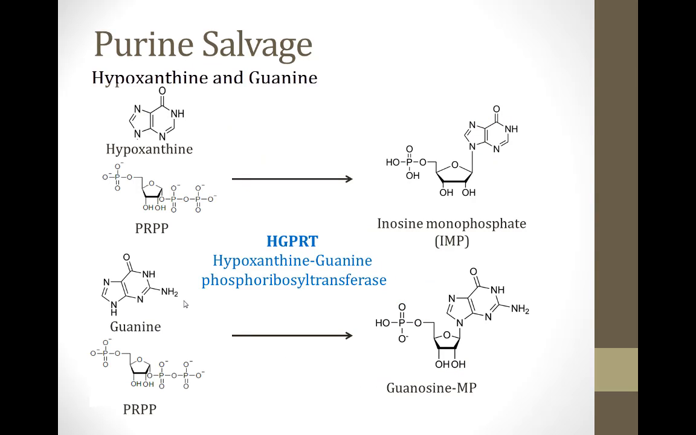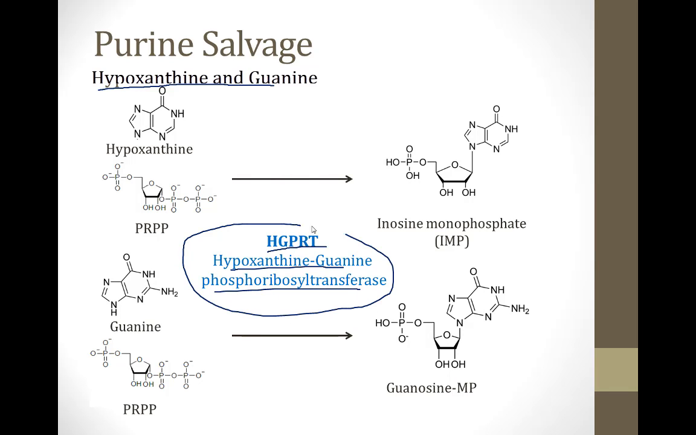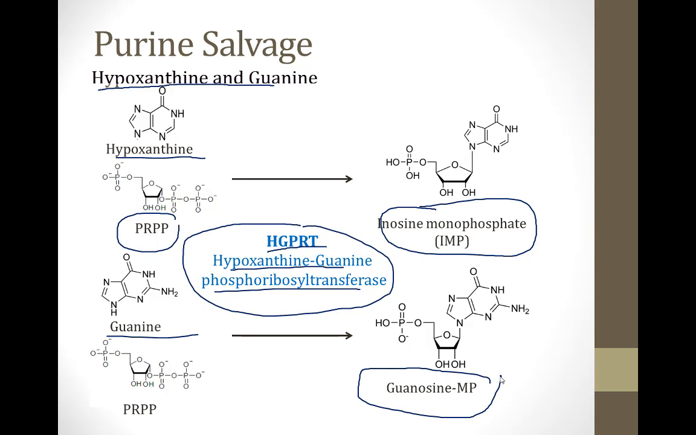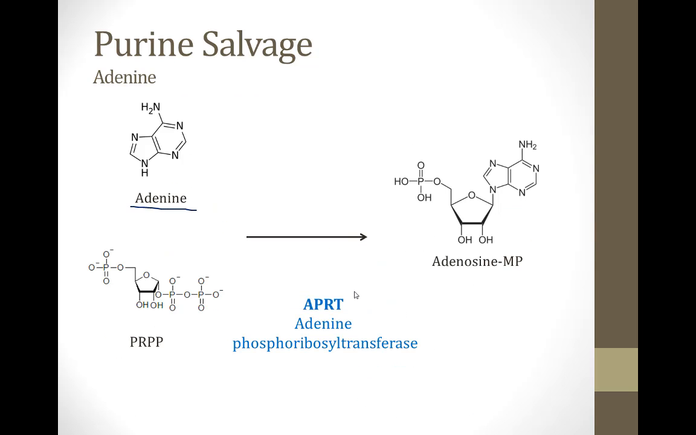There are different enzymes that function for the different purine bases. So for hypoxanthine and guanine, there is an enzyme called HGPRT, which stands for hypoxanthine guanine phosphoribosyl transferase. And it should make sense for you, based on this big ugly name, that this enzyme is going to combine either hypoxanthine or guanine with PRPP to make the nucleotides either IMP in the case of hypoxanthine or guanosine monophosphate in the case of guanine. Adenine has its own enzyme, but it serves the same function. It's called APRT, which stands for adenine phosphoribosyl transferase, and it combines adenine with the PRPP, and once you do that, you will have adenosine monophosphate.